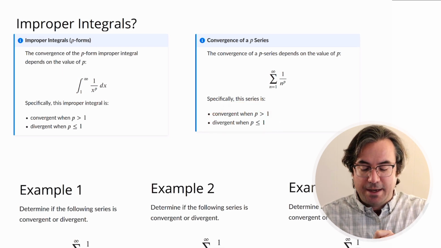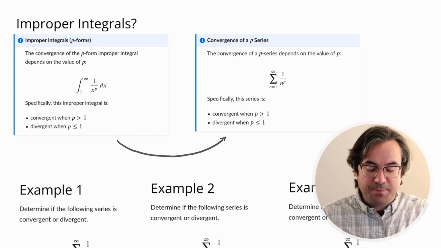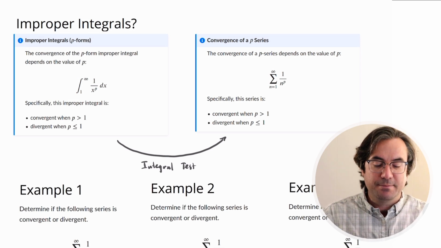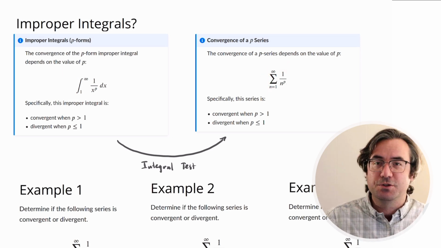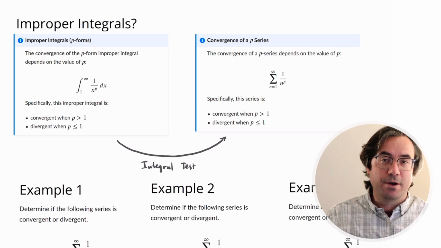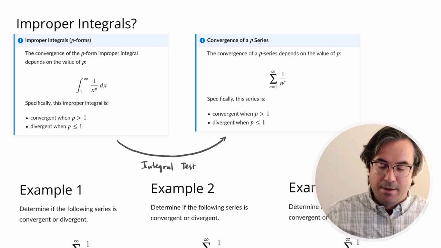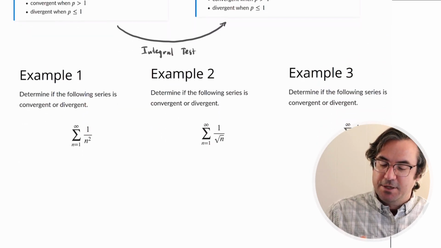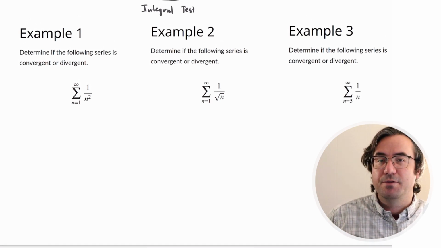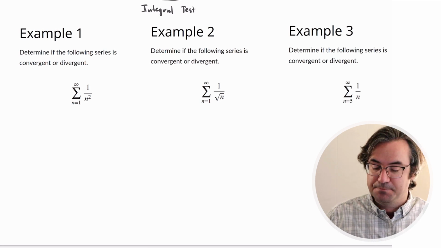And we'll see later on that there's a special test called the integral test that relates series and improper integrals together. So sometimes, if we're investigating the convergence or divergence of a series, we can actually relate it back to the improper integral. But in any case, let's look at a couple examples. So we're just going to get a little practice working with this result.